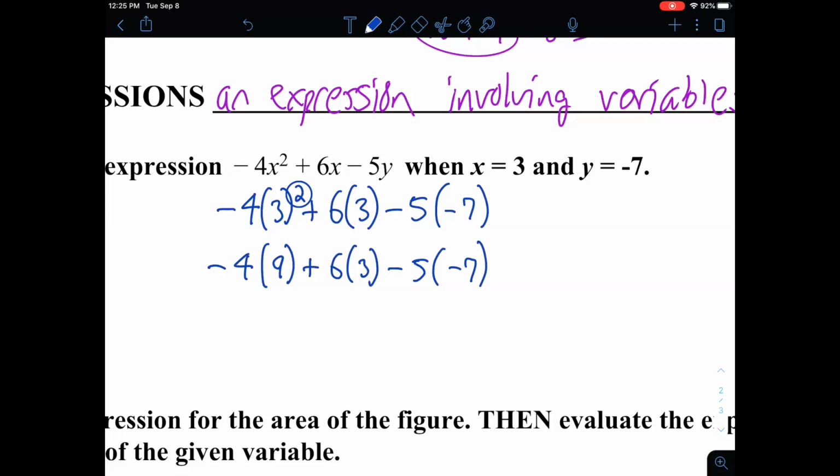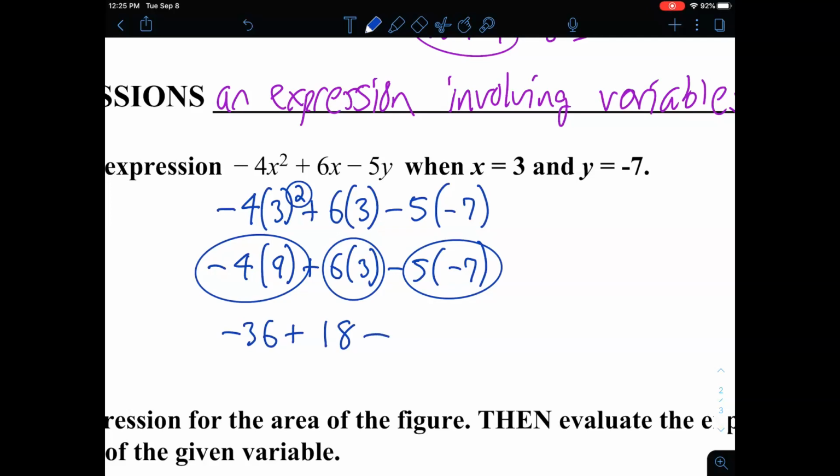All right, any other parentheses? Any exponents? Any multiplication or division? We actually have multiplication in 3 spots here, so I'm going to circle all 3 of them and do them all 3 at once. Okay, so what's negative 4 times 9 going to be? That's going to be negative 36. 6 times 3 is 18. We have this minus. What's 5 times negative 7 going to be? It's going to be negative 35.